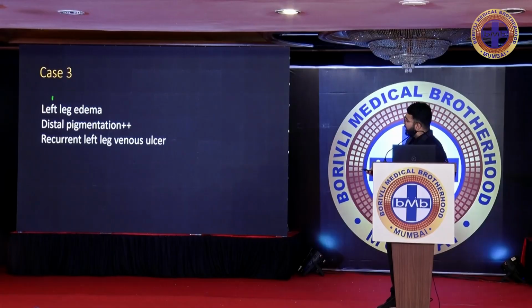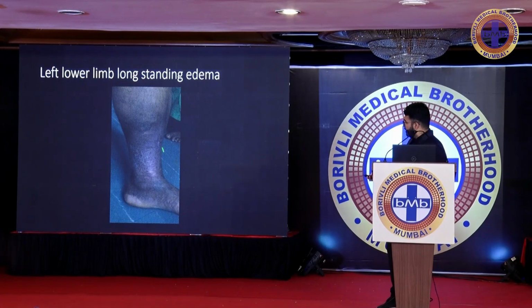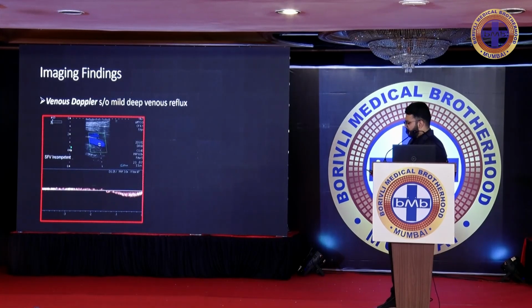Case 3, left leg edema with distal pigmentation and a recurrent venous ulcer. So this is a classic picture of chronic venous insufficiency that we discussed in the beginning. We can see there is skin thickening, pigmentation, and just above the medial malleolus, there are areas of excoriation. So the venous ulcer here has healed. So this would classify as C5 ulcer, according to the CEAP classification.